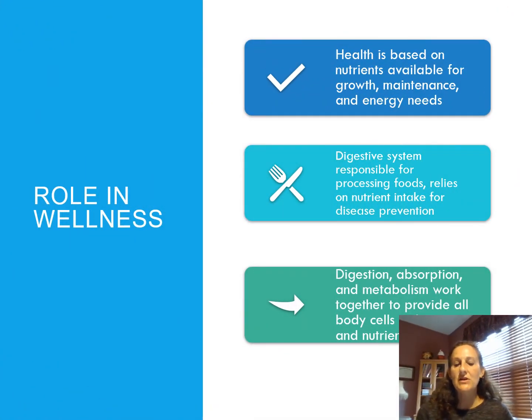It's important to note that the body's health is based on nutrients available for three components: for growth, for energy, and maintenance. The digestive system is responsible for quite a bit of functions, and those include processing foods. So that relies heavily on what we actually put in our bodies.